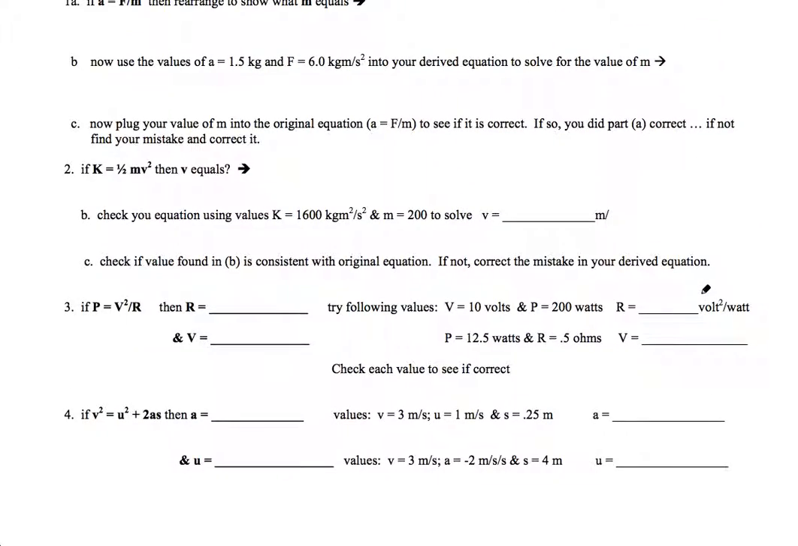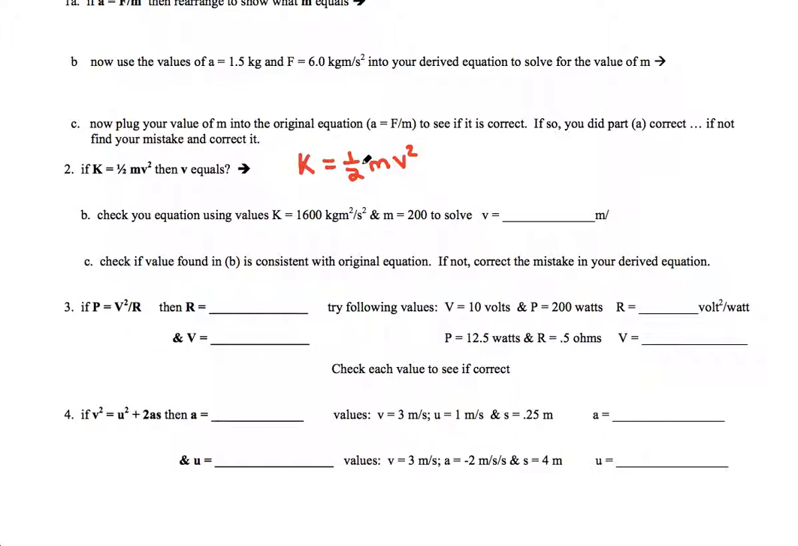If we look at number 2, we have K equals 1/2 times m times v squared. And we're asked to solve for v. So we have to do a couple of different things. I want to first get rid of this 1/2.